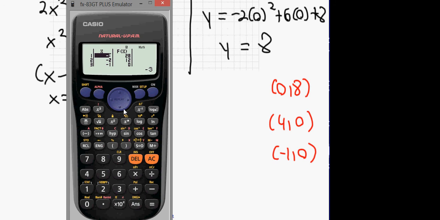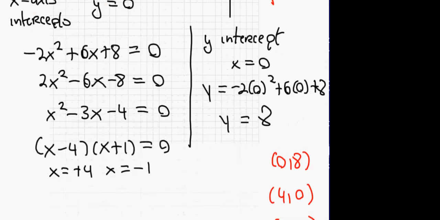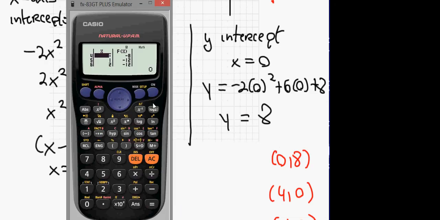Let's check our answer. Is minus 1, 0 one of our answers? Yes. Is 4, 0 one of our answers? Yes, it is. Is 0, 8 where it cuts the y-axis? Now it says 0 minus 8. Now, what would that suggest? Did I put it in properly? I might have put it in wrong. So we'll try this quickly again. Okay, so what is it again? Minus 2x squared, is it?